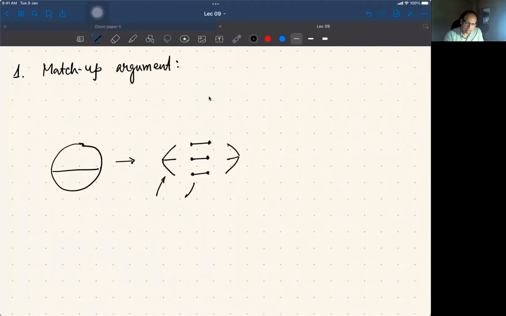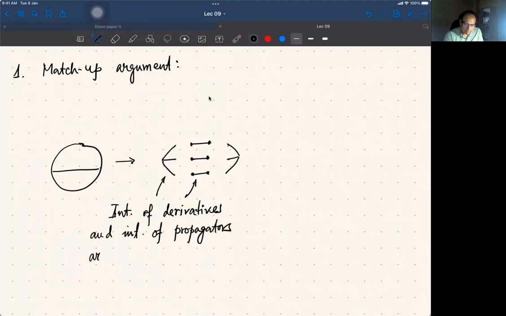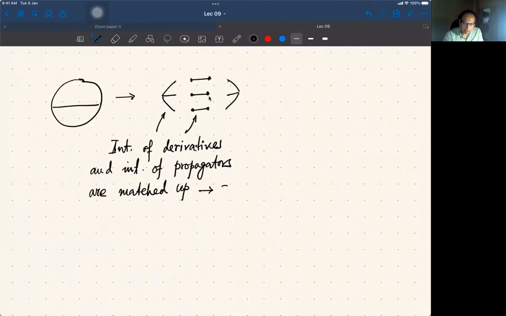Here and here, interchange of derivatives and interchange of propagators are matched up, and that contributes a factorial 3 in S.